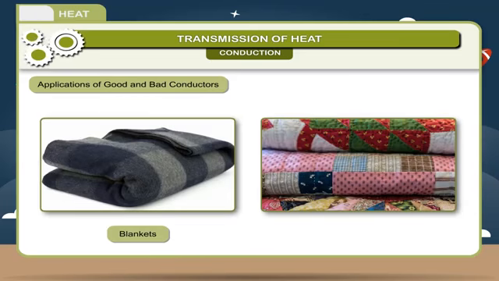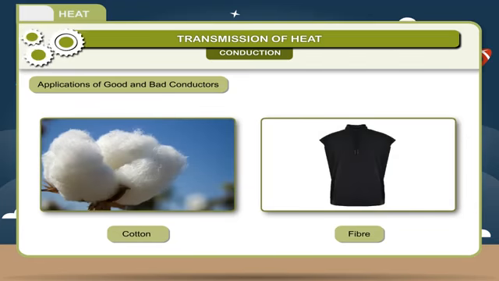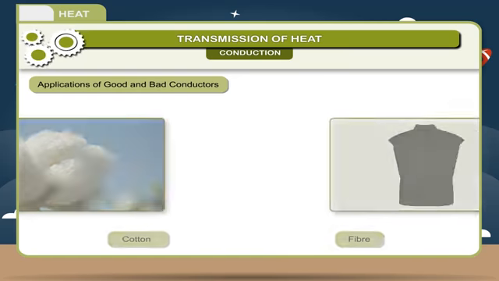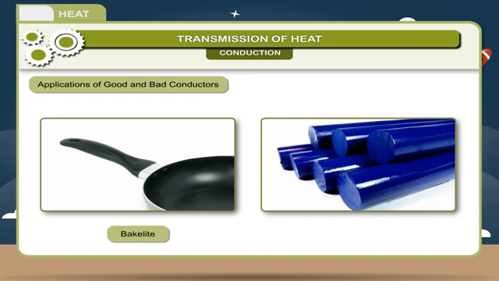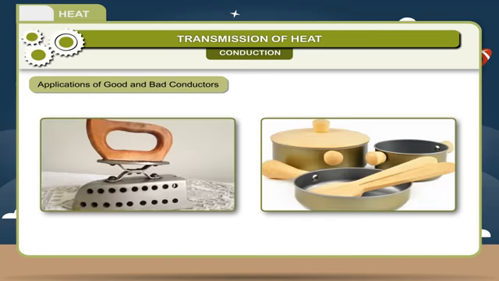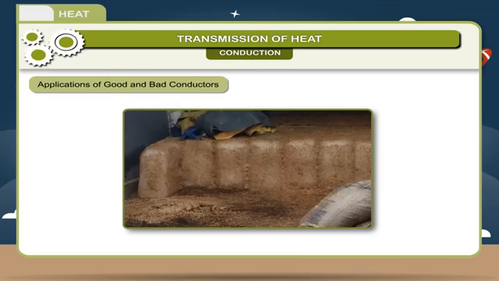2. Blankets and quilts are used in winter. The cotton and fiber are poor conductors of heat. Hence, the heat of our body does not escape and we feel warm. 3. Insulators like bakelite, ebonite, dry wood are used for making handles of electric iron and cookwares, etc. 4. Ice is wrapped with sawdust to prevent melting. This is because sawdust is loosely packed. It contains trapped air which acts as an insulator.